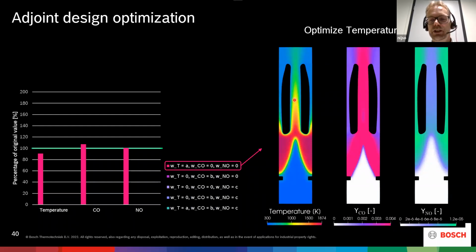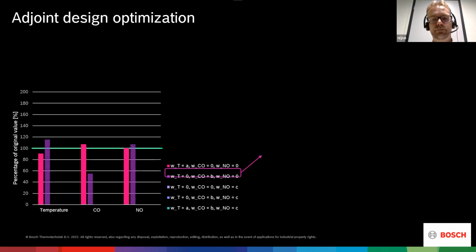Now, if we optimize purely on temperature, what happens is that the heat exchanger basically increases its surface area, and the outlet temperature can be reduced by around 10%. You see that here. But at the cost of a slightly higher CO. NO stays almost the same.